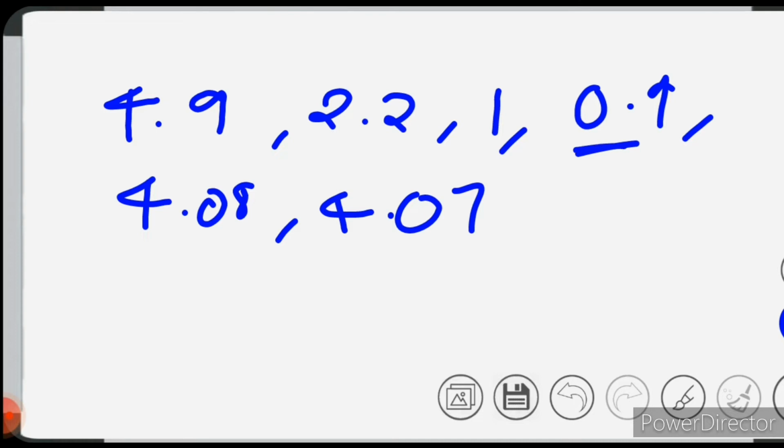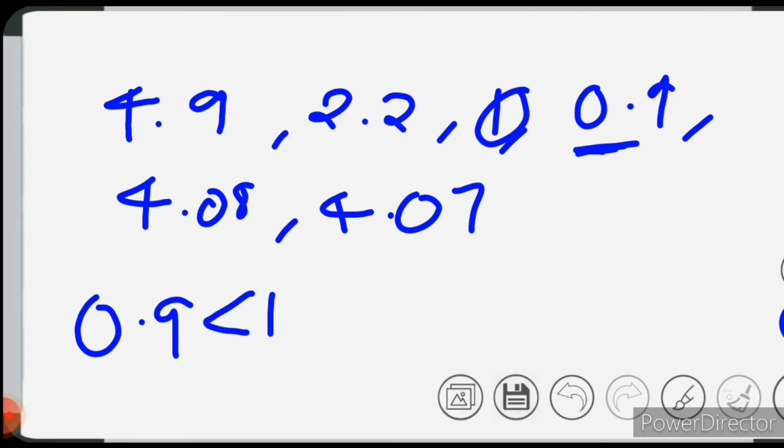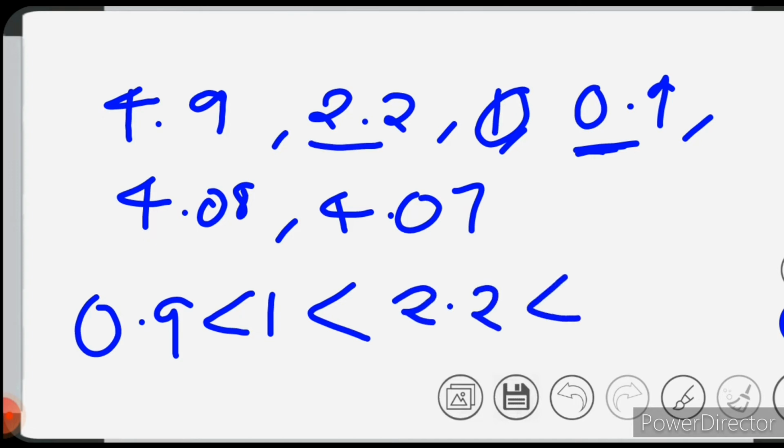I think this is the smallest number because it starts with 0. Is there anything smaller? No. So I will first write 0.9. After 0 which number do we get? We get 1. So I will write 1. Then after 1 which one will come? 2. So 2.2. Then after that 4.